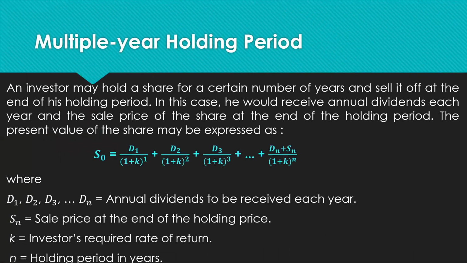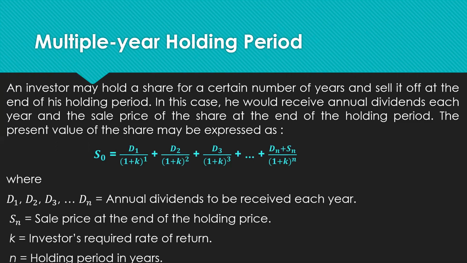Now the second model is the multiple year holding period. If you are planning to hold that security for more than 1 year, an investor may hold a share for a certain number of years and sell it off at the end of his holding period. In this case, he would receive annual dividends each year and the sales price of the share at the end of the holding period. So the calculation is as follows. Okay, so he's going to get dividends every year and at the end of the holding period, he's going to get the sales price as well.